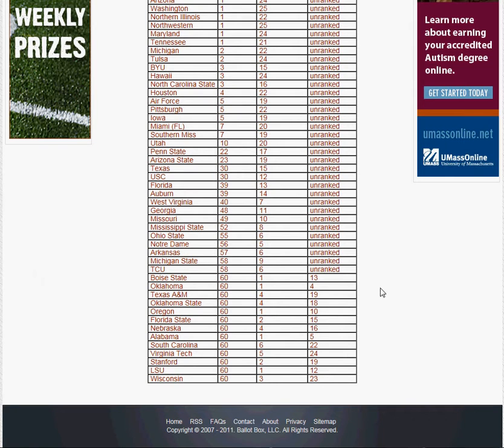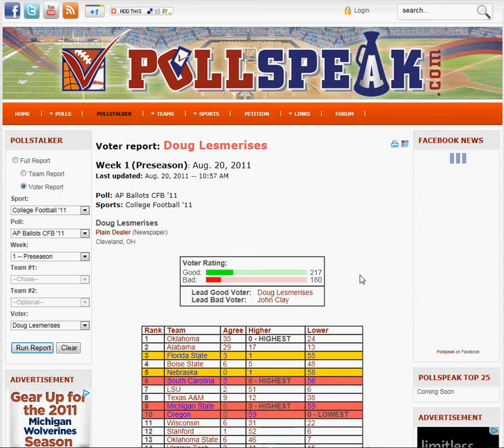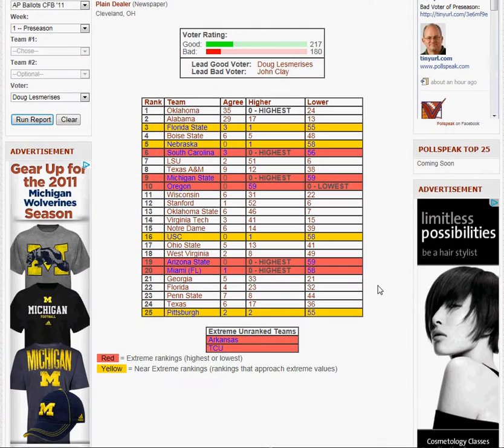Let's go ahead and take a look at the people who didn't rank TCU this week. And we'll take a look at one of them, Doug Lesmerises here. And you can see his ballot. And at the bottom, you can see he has extreme unranked teams. And that means that he is one of the few people to leave these teams off of his ballot. And as you can see, TCU is listed there, and he also has Arkansas listed there.